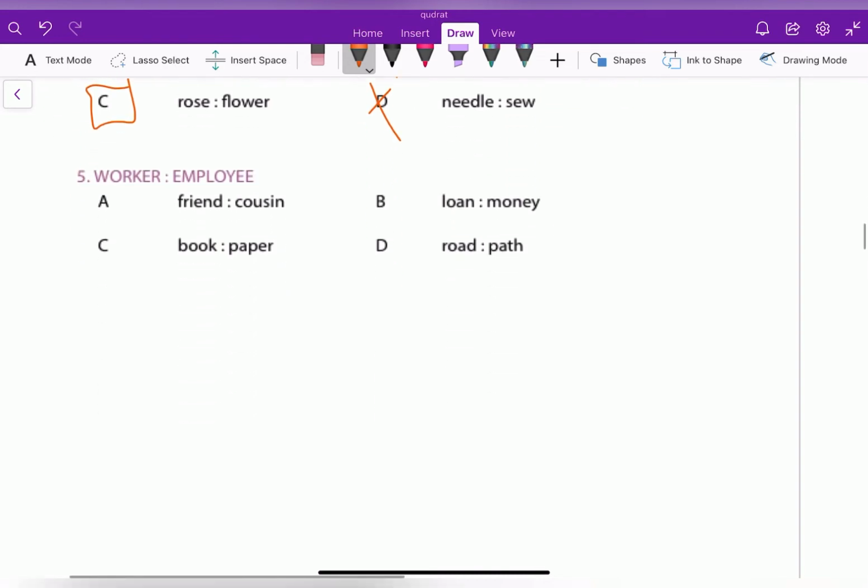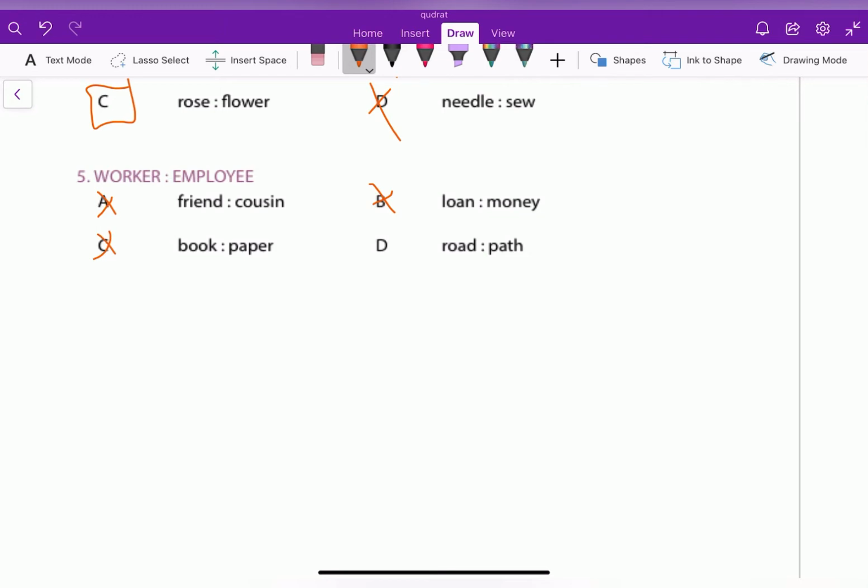Okay, so let's move on to question number 5. Question number 5 says worker, employee. It's basically synonyms, so we're supposed to look for the synonym relationship. So friend, cousin, no, because they are not synonyms. They're two different relationships. Loan and money, no, because it's describing the thing that you can do with money. Book, paper, no, because it's a part of a whole.